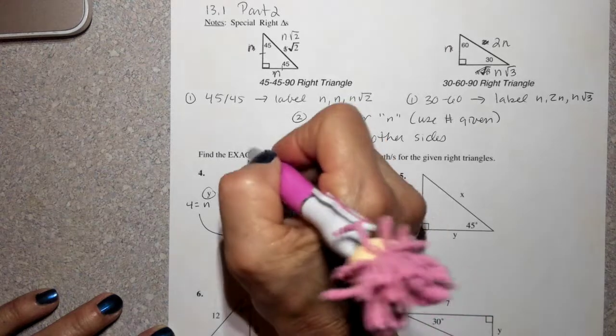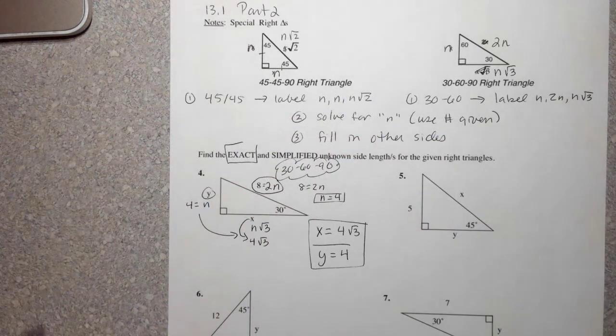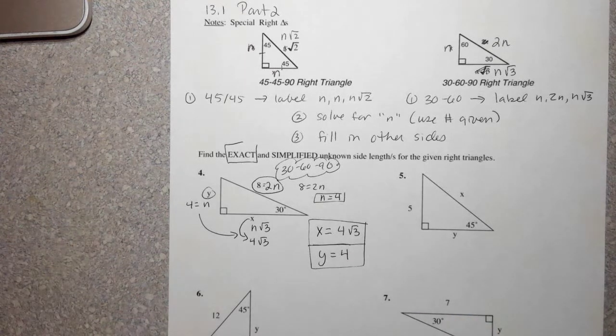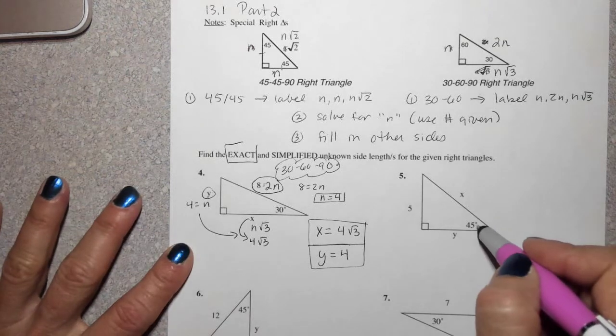And again, they want exact values. I don't need to simplify mine because they can't simplify, but I can't use a decimal. I have to use the radical, which is why I can't just use sine, cosine, or tangent off of my calculator. Alrighty, so here, this is a 45.